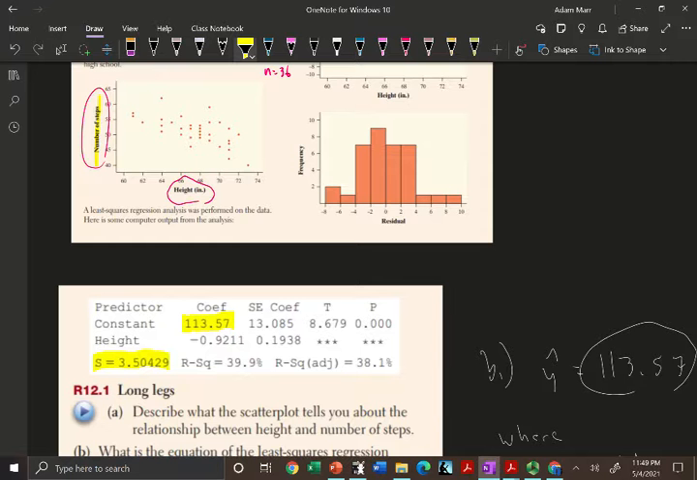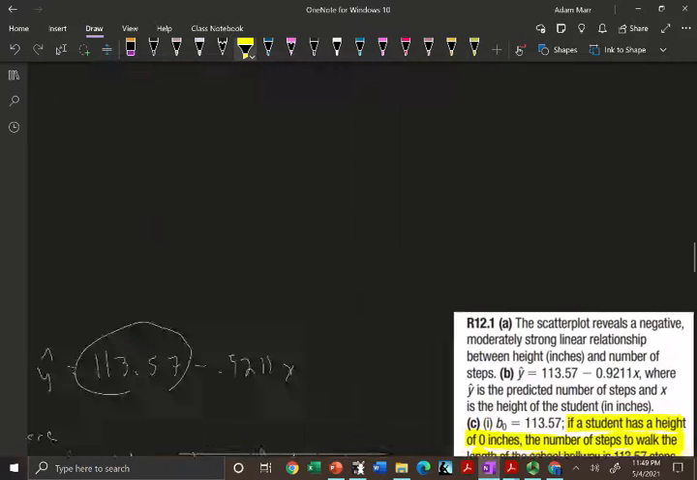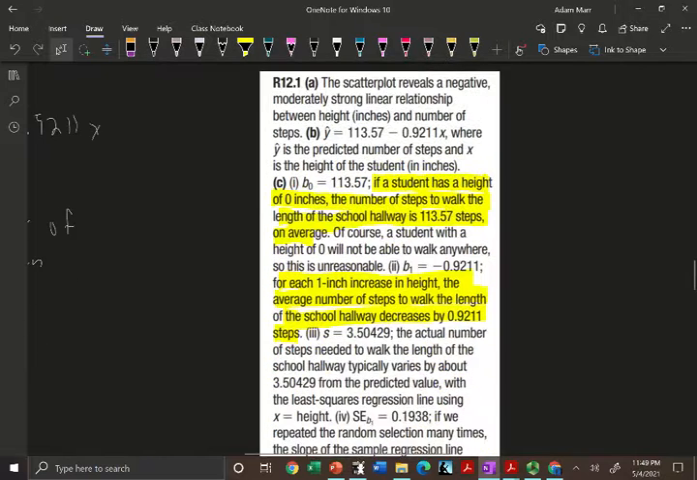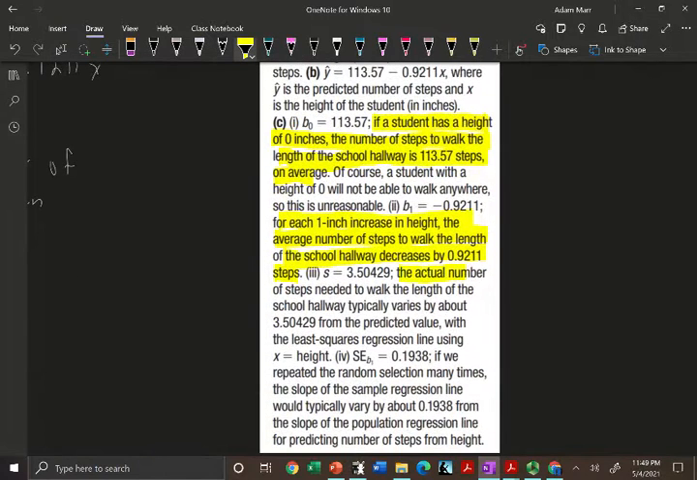So it's 3.50429, right? So the proper way of writing that is right here. The actual number of steps needed to walk the length of the school hallway typically varies about 3.50429 from the predicted value, with the least square regression line using x equals height.